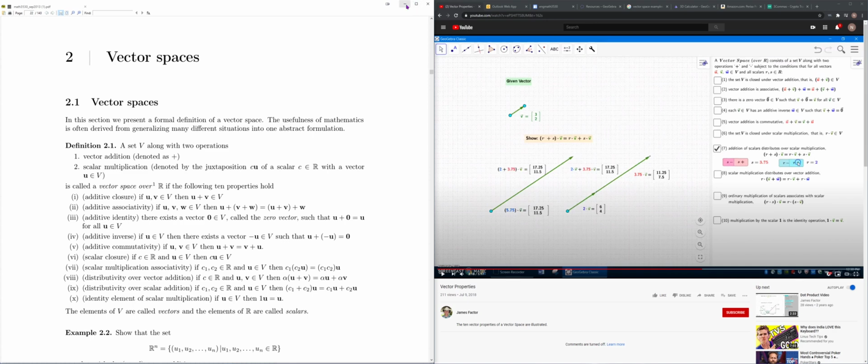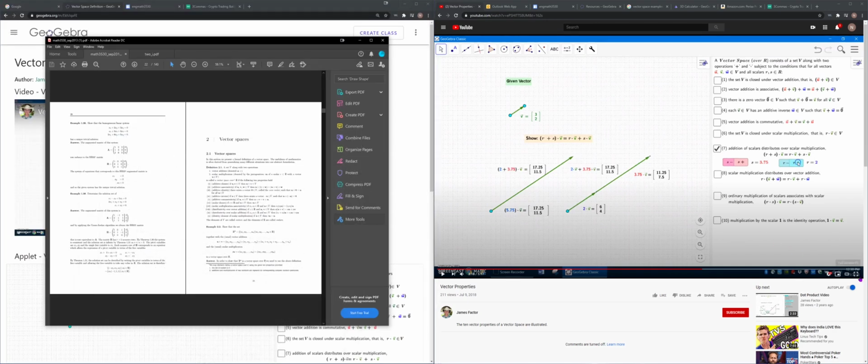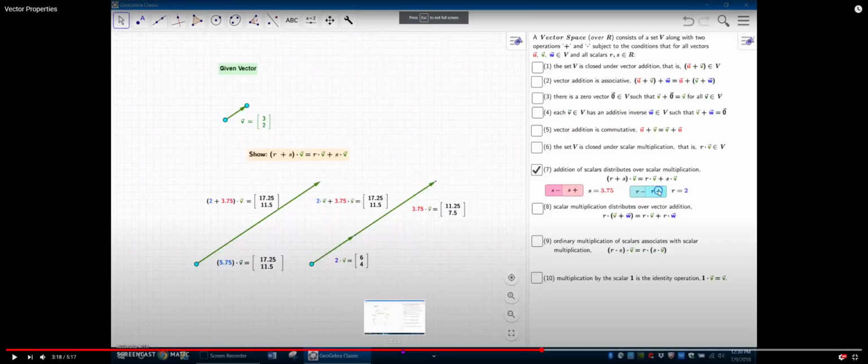So let's take a look at what he does. This is the distribution over scalar addition here. So the idea here is adding 2 scalars. So this deals with scalar multiplication.